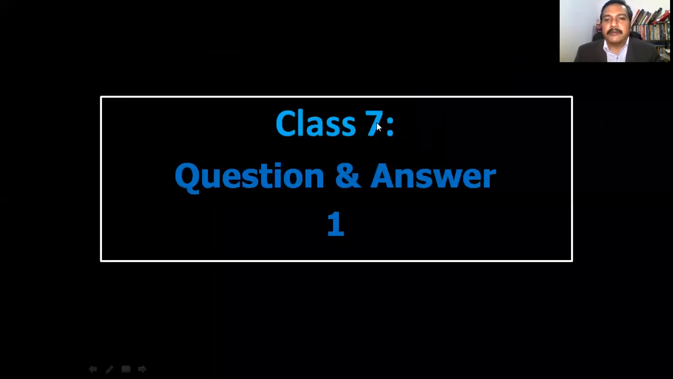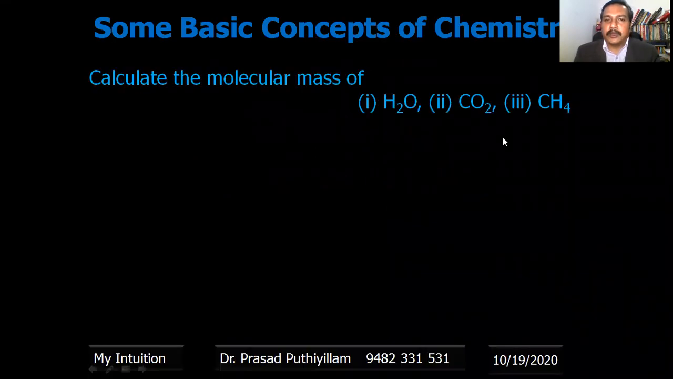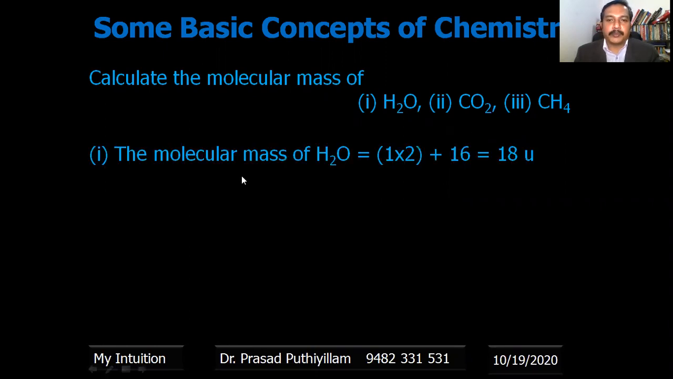This is class number 7 for basic concepts of chemistry, question and answers. Calculate the molecular mass of H2O, carbon dioxide, and methane. The molecular mass we can calculate by adding up the atomic masses in the given ratio. So two hydrogen, the atomic mass of hydrogen multiplied by 2, plus 16, the atomic mass of oxygen, we'll get 18 u.